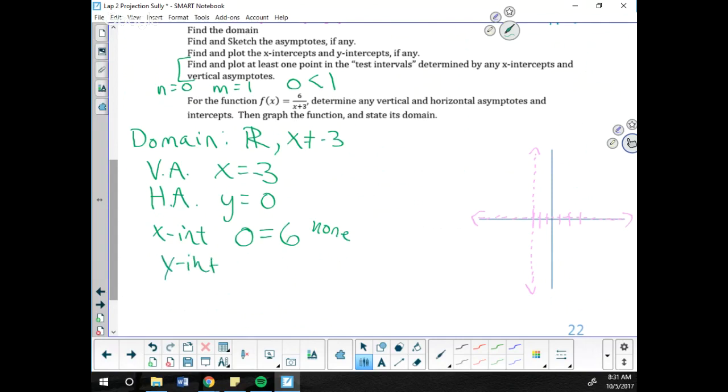The y-intercept is when we plug in 0 for our x's, so f of 0 equals 6 over 0 plus 3, which equals 2. So we can come over here, go up 2, and plot that point as part of my graph.